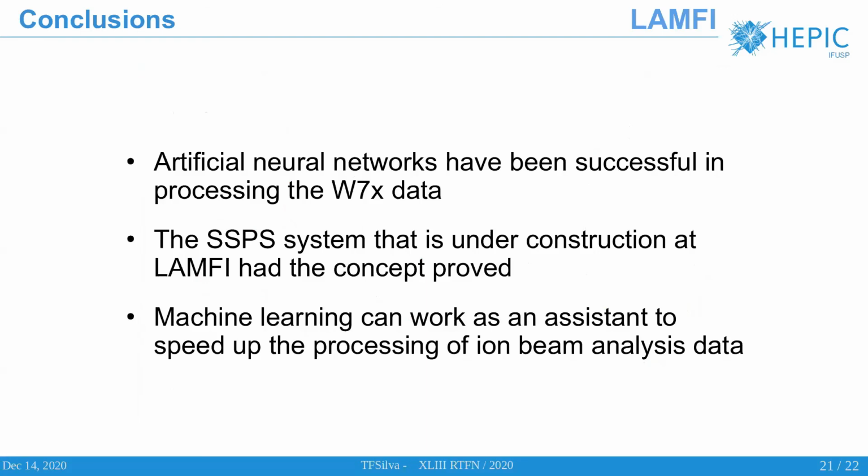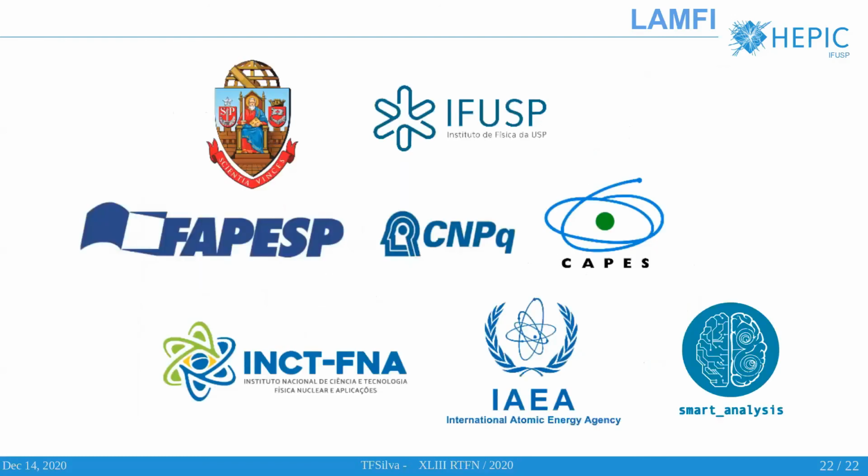So as a conclusion, artificial neural networks have been successful in processing the W7-X data. The SSPS system that is under construction in Legnaro had the concept proved with this data. And machine learning can work as an assistant to speed up processing of ion beam analysis data, enabling us to produce a much faster response or to produce a much larger evaluation of a much larger set of samples.